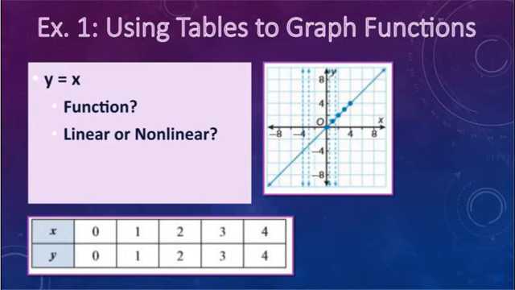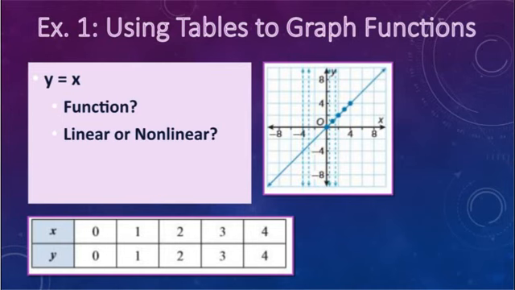So if y equals x, whatever x is, y is going to be. If you put a 0 in, y has to be 0. If you put a 1 in, y is 1. And so they plotted those points on here and drew a line through those points.